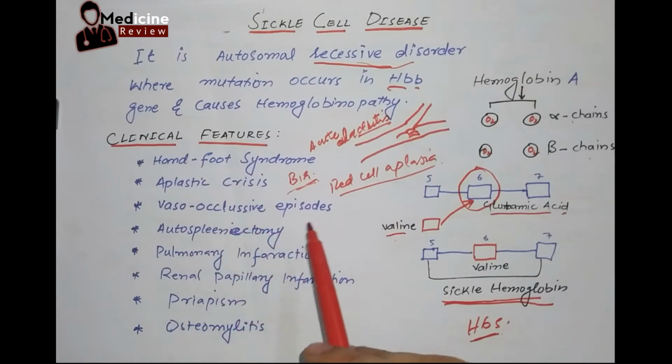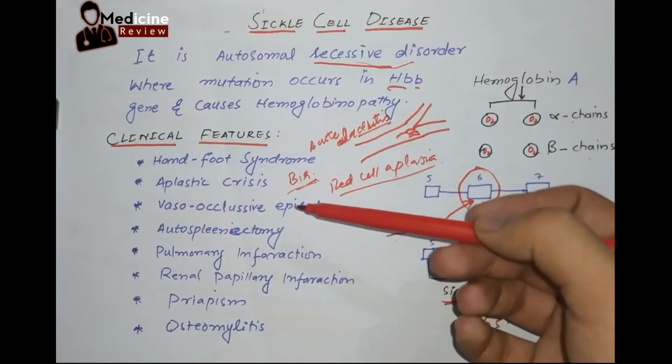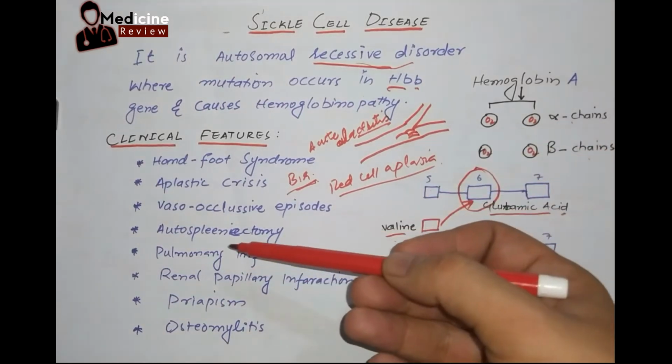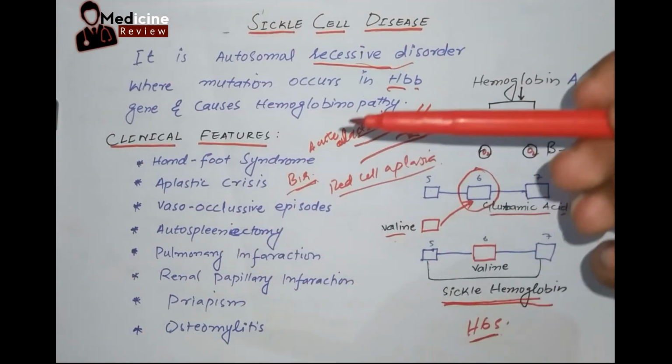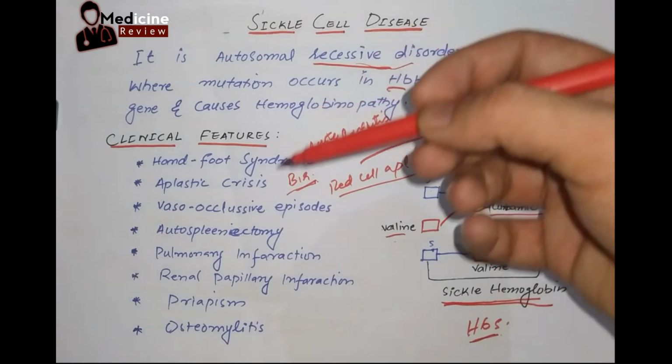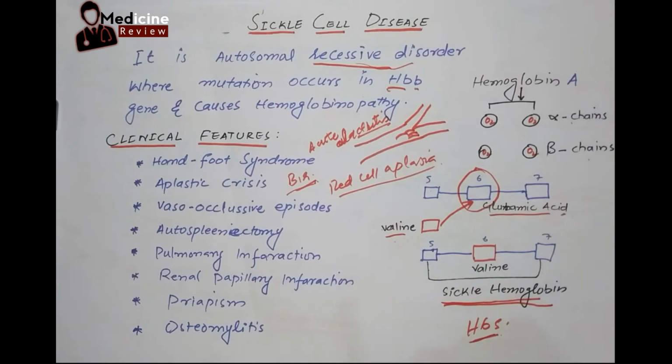Another is vaso-occlusive episodes. With these, MI, myocardial infarction, can occur, stroke can occur, and any other blood vessel can be occluded and lead to certain clinical features. Another is autosplenectomy. Whenever the spleen vessels are compromised by these blood cells, there is no blood supply to the spleen, and this continues progressively. The spleen will shrink and become fibrosed, and the spleen will be nonfunctional.